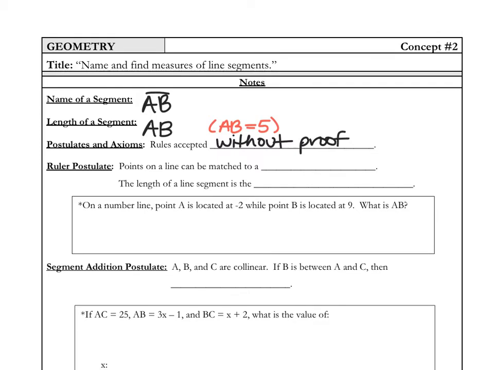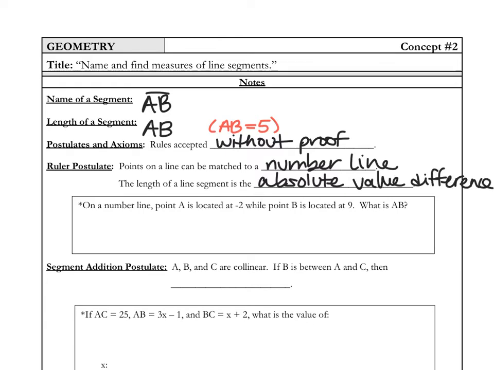And we kind of already talked about this, and you did some counting for me. Ruler postulate: points on a line can be matched to a number line, and the length of a line segment is the absolute value difference, which you can also just get by counting the distance in between.